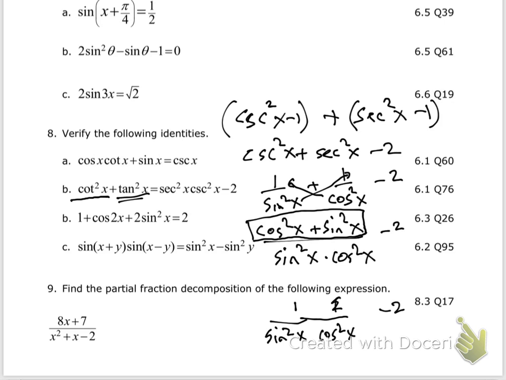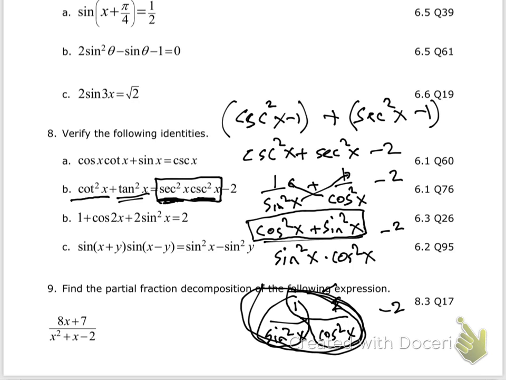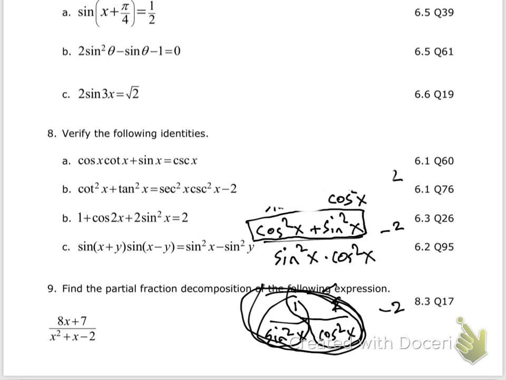Now remember, 1 over sine squared x is cosecant squared x. 1 over cosine squared x is the secant squared x. So basically that is this, all right? And then the minus 2. That's what that is there, okay? Not great, eh? Okay, let's keep on going. Next one.